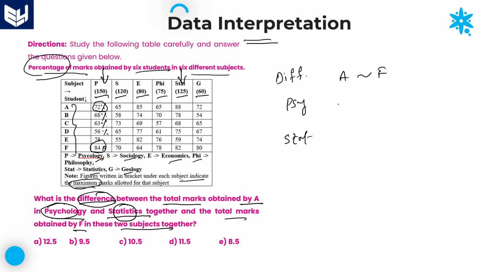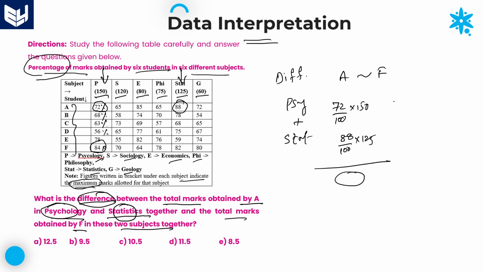Here A total is 72 percentage of 150. These are the marks of A in psychology, and in statistics A percentage is 88. Therefore 88 percentage of 125. Total marks in statistics are 125. These are the total marks. After adding these two, what you will get is total marks of A.